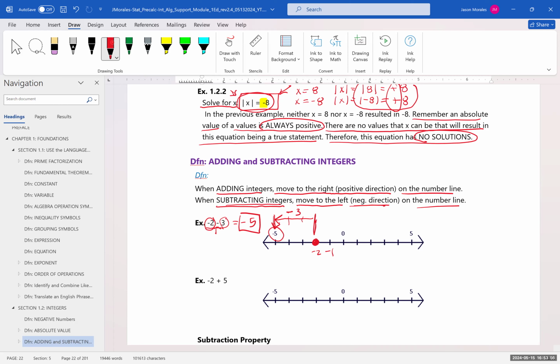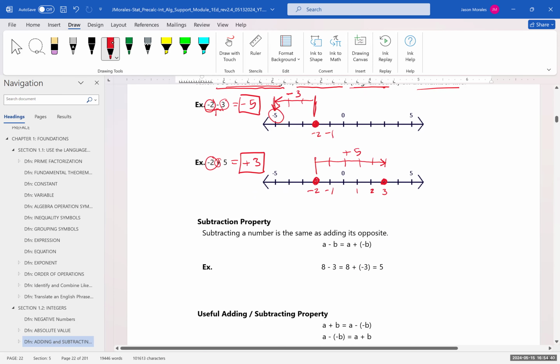Here we've got -2 plus 5. So we're going to be starting here at -2. And plus means you're moving in the positive direction or to the right on the number line. And we're going to move 5 spots. So 1, 2, 3, 4, 5, which is going to be 1, 2, 3, just +3. So -2 plus 5 is +3.